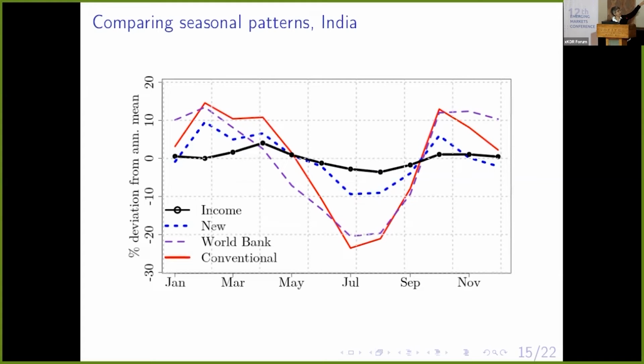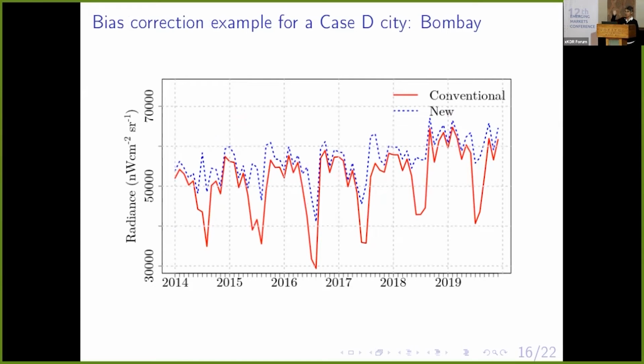So you'll see that even for all across the country, the black line is the income aggregated across India. The red line is the conventionally cleaned radiance from VIIRS nighttime lights. The purple line is the World Bank, and the blue line is our scheme. So it looks like there is an improvement. It's not perfect. There is still a gap between what we see as ground truth, that's true income, and the radiance proxying income. But it is much better than the other alternative measures for radiance coming from the VIIRS nighttime lights. So that was for the seasonal pattern.